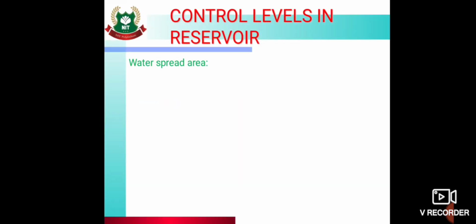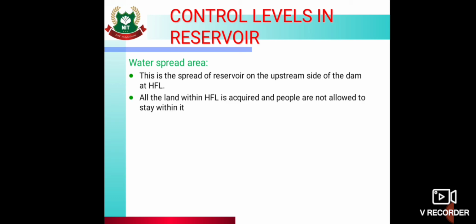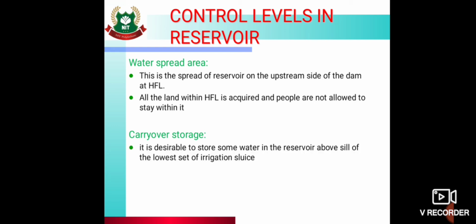Then water spread area: this is the spread of reservoir on the upstream side of the dam at high flood level. All the land within high flood level is acquired and people are not allowed to stay within it. Then carry over storage. It is desirable to store some water in the reservoir above the sill of the lowest set of irrigation sluice. Such storage protects the crop against late monsoon.